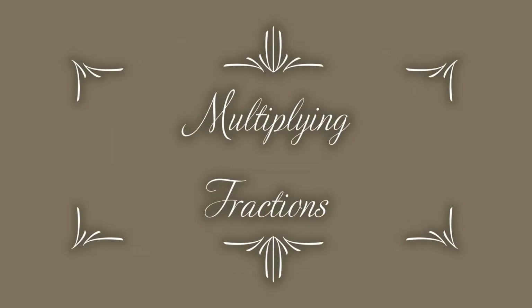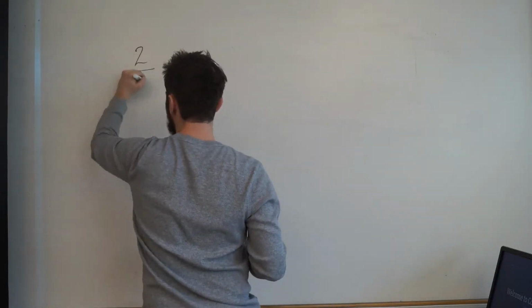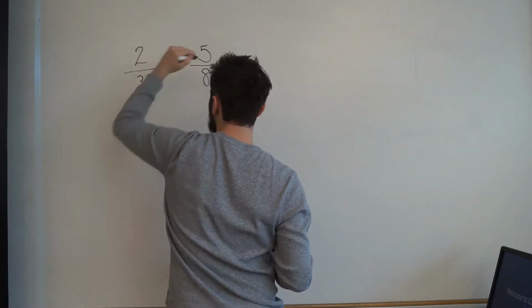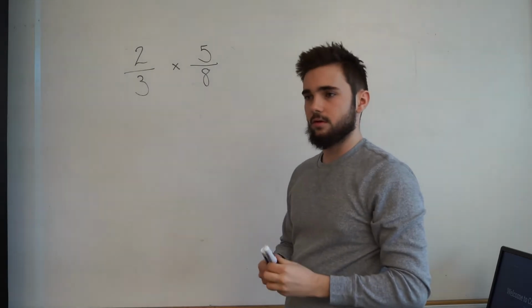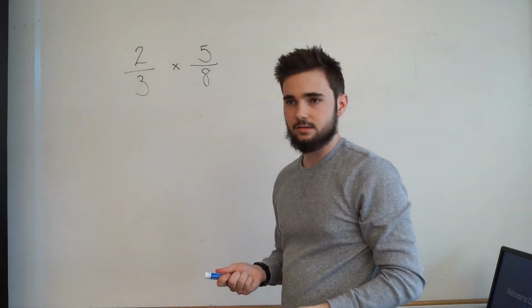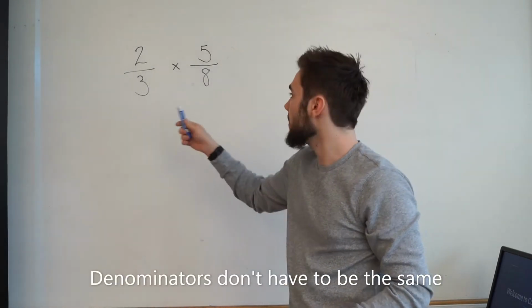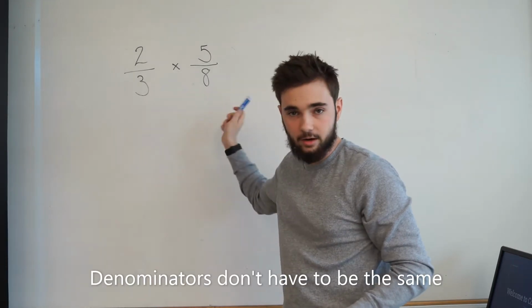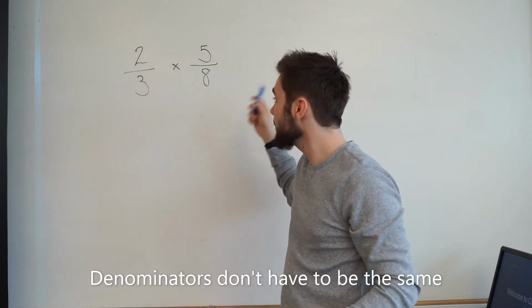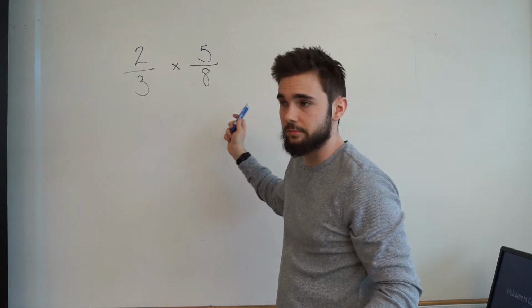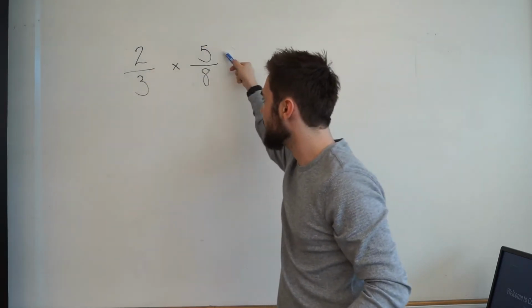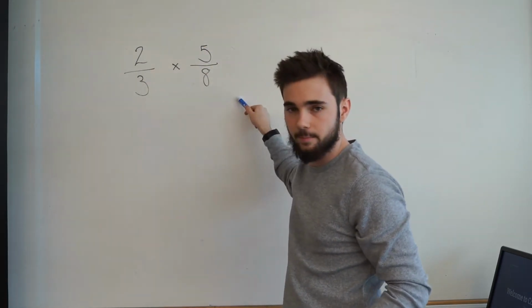Alright, so I'm going to do a quick rundown on how to use fractions. So when it comes to multiplying fractions, we really don't have to worry about the denominators, or the bottom numbers, being the same. We just multiply the top by the top and the bottom by the bottom.